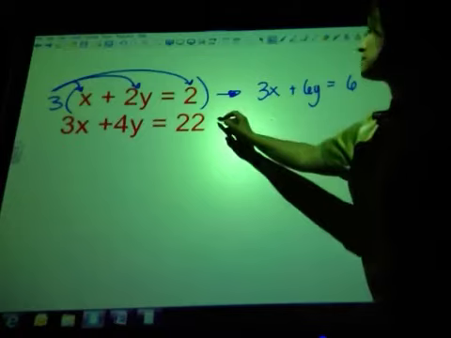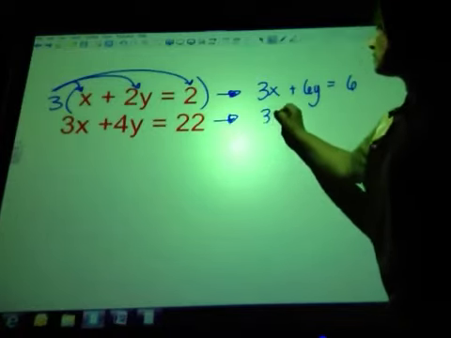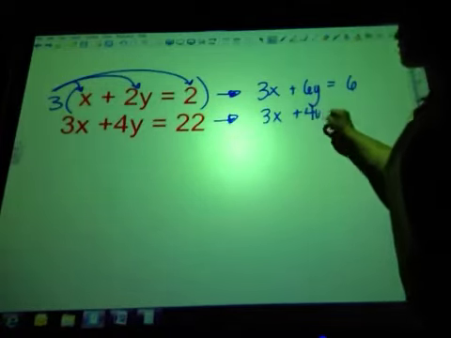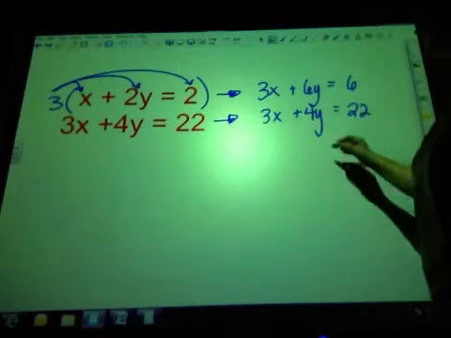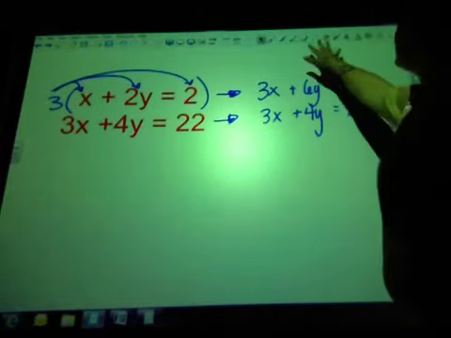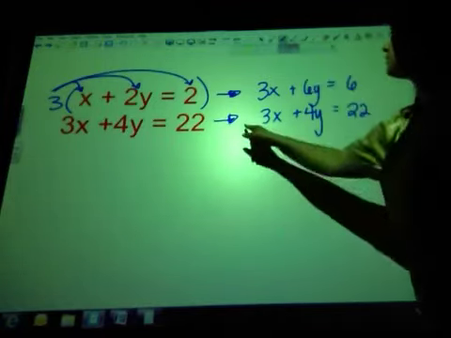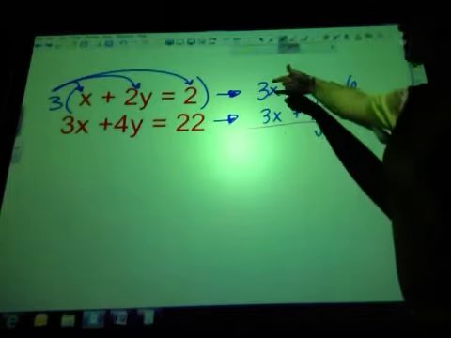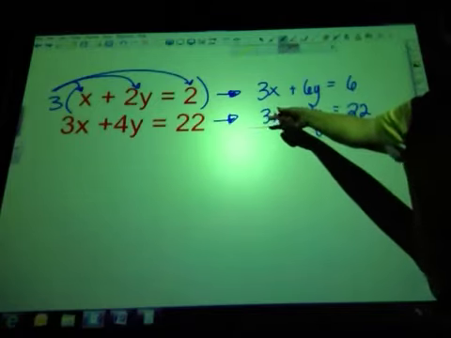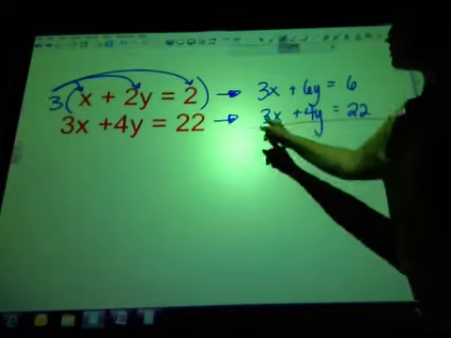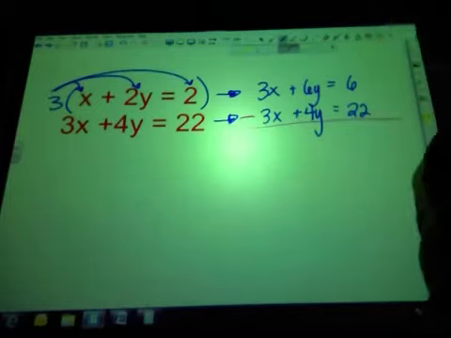So then I rewrite my second equation. I have 3x plus 4y equals 22. Now I'm going to combine these equations so I get just one. I have a positive 3x and a positive 3x. To get rid of those, I will have to do subtraction of my entire equation.